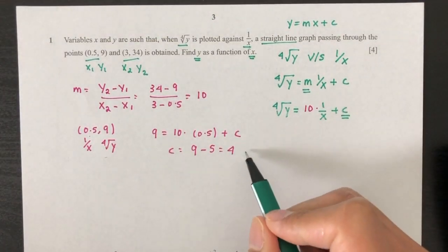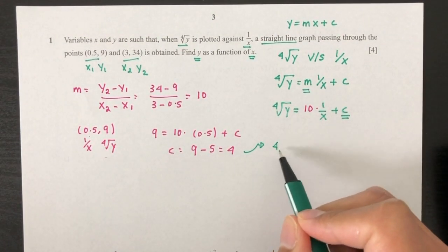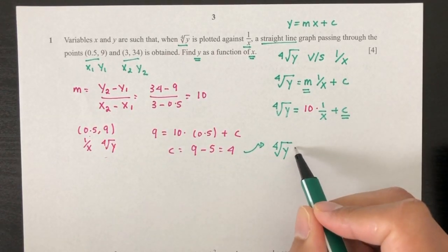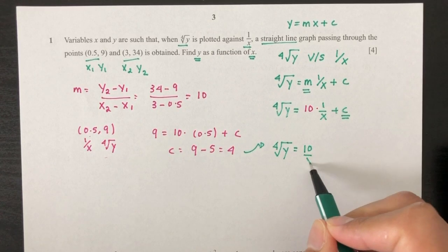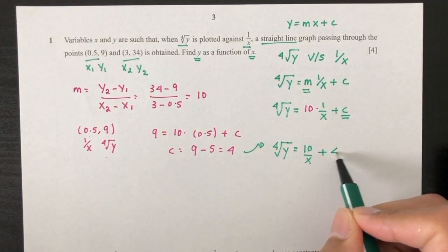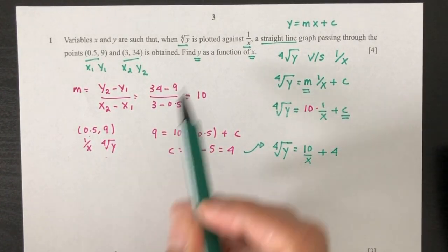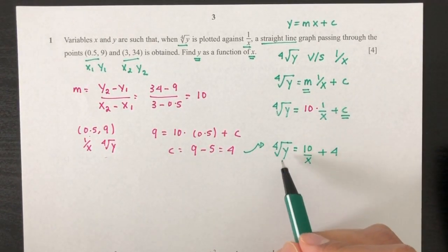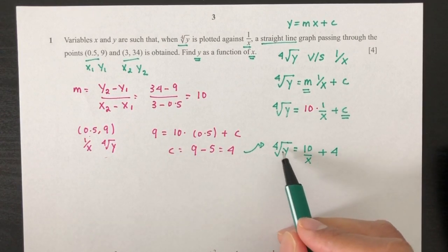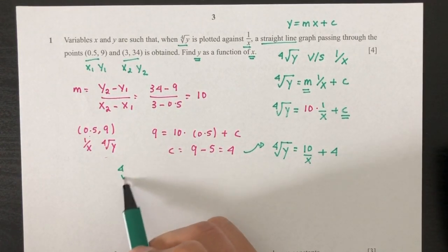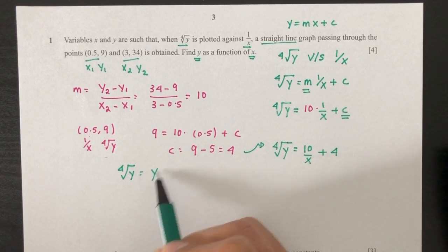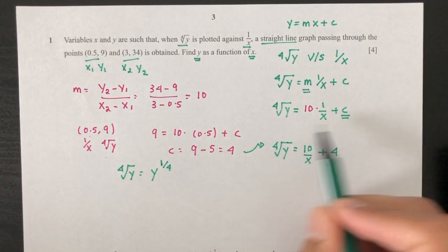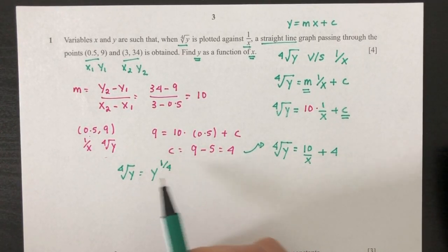So from this we have our equation, which is the fourth root of y equals 10 over x plus c, which is 4. Now the question is we have to express y in terms of x. So what is this function? As you guys know, the fourth root of y is equal to y to the power 1 over 4. Now if you want to move this power to the other side, you have to get rid of it. So how do you get rid of this one?